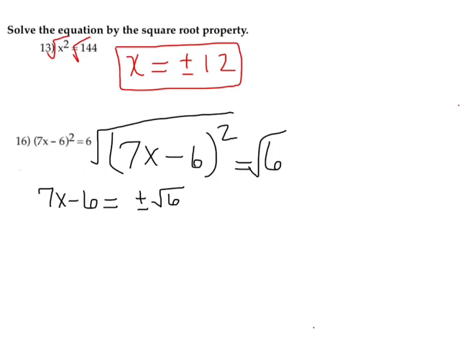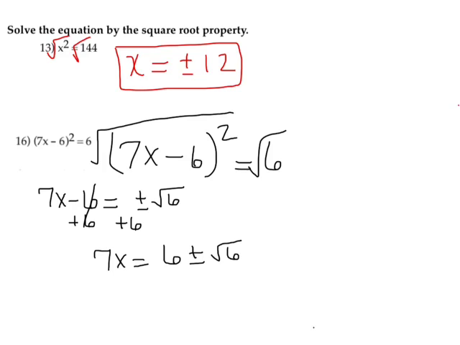6. Now I want you to notice that the square root of 6 is not a perfect square. This is not a perfect square, so we leave it under the radical symbol. Alright, now pretend that we're just going to solve this as any regular equation, so we would add 6 next. So add 6 to both sides. 7x equals 6 plus or minus the square root of 6.